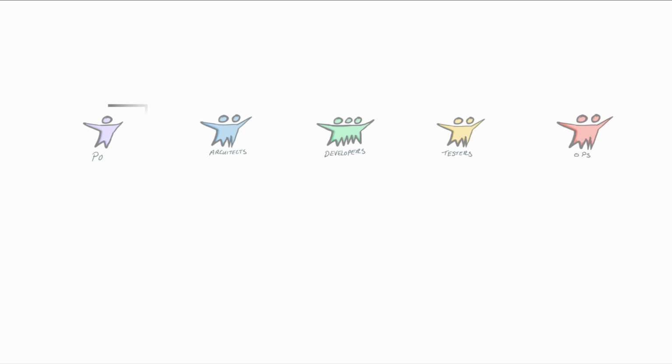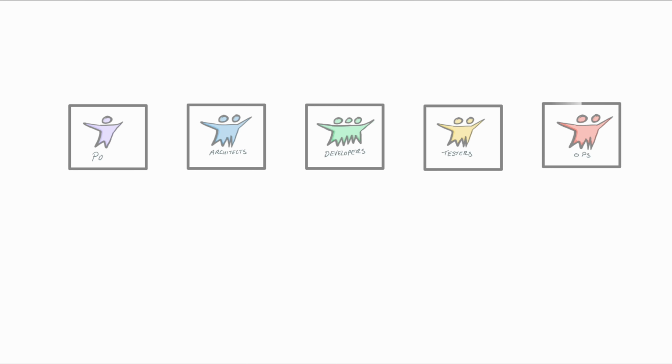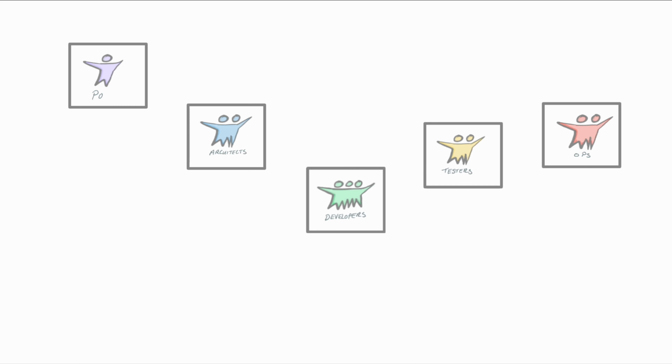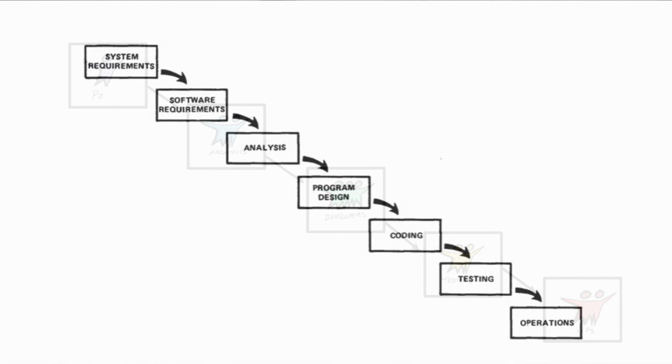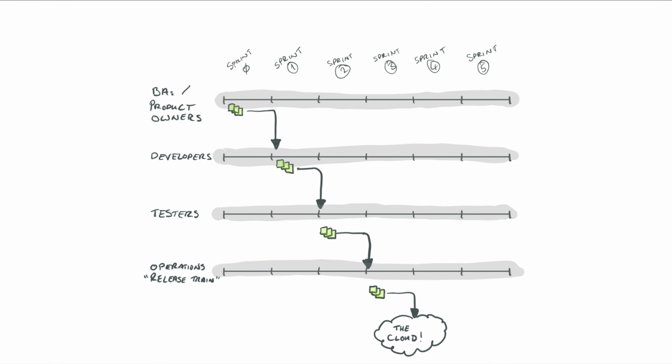But even if it doesn't look like that, maybe we've got a team that's got a product owner and/or maybe some BAs, architects, developers, testers, and ops teams. And each team does their work and moves it on to the next. Which means that no matter what you do, it's always going to look like this. And maybe as a result, your sprints are going to look like this.